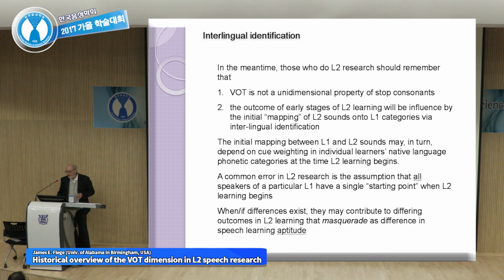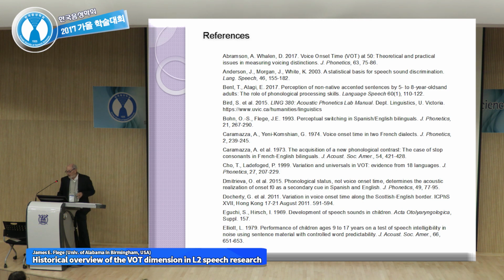A common error in L2 research is the assumption that all speakers of a particular L1 have a single starting point with respect to the L2 when learning begins. When, if differences exist, they may contribute to differing outcomes in L2 speech learning that masquerade as differences in speech learning aptitude. So that's it for part one, and then I'll pick up tomorrow and tell you where these factors take us in actual L2 learning.